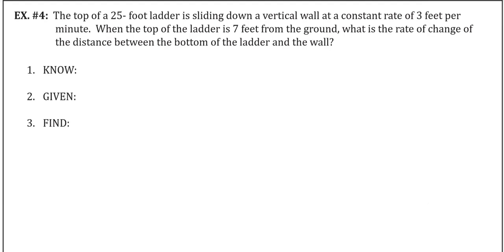This is Unit 4, Lesson 4, Part 2, Related Rates. And we're going to start with an example. The top of a 25-foot ladder is sliding down a vertical wall at a constant rate of 3 feet per minute. When the top of the ladder is 7 feet from the ground, what is the rate of change of the distance between the bottom of the ladder and the wall?